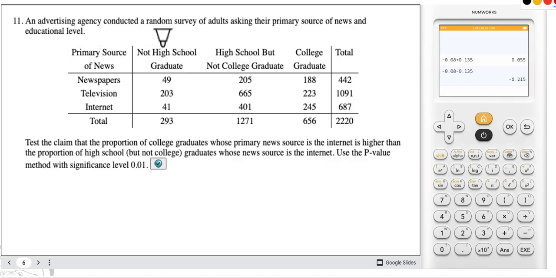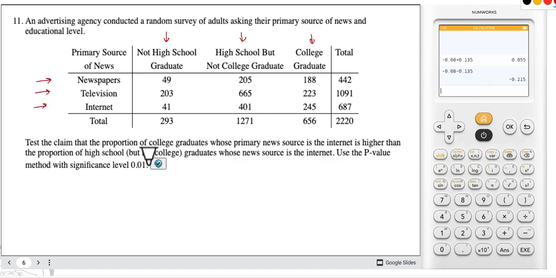An advertising agency conducted a random survey of adults, asking their primary source of news and educational level. So their educational levels are listed here. They did not graduate from high school. They did graduate from high school, but not college, or they graduated from college. Primary source of news is either newspapers, television, or internet.